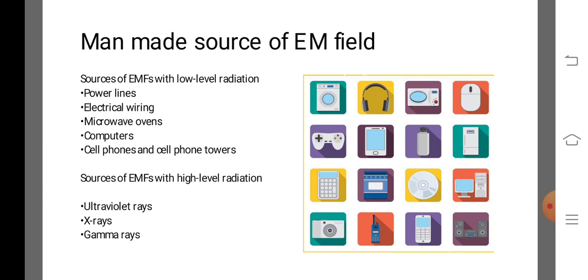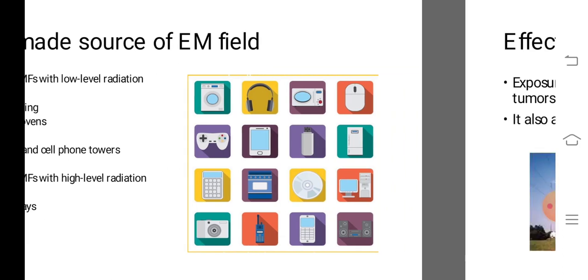Next, man-made sources of electromagnetic field. In the man-made electrical sources, we have a large number of sources: power lines, electrical wiring, microwave ovens, computers, cell phones and cell phone towers. These are sources of EMF, that is electromagnetic field. Sources of electromagnetic field with high level radiation are ultraviolet rays, X-rays, gamma rays.